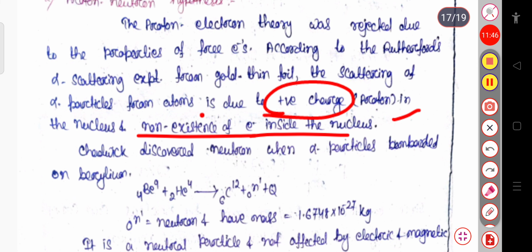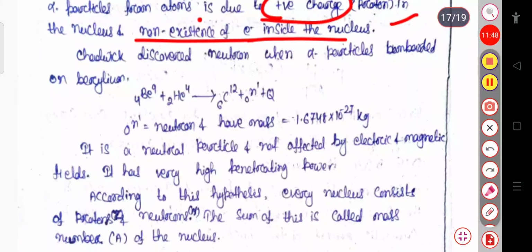Now Chadwick comes, and he discovered the neutron when alpha particles were bombarded on beryllium. So you can see this is 4Be9 with 2He4, this is your alpha particle. This will be equal to 6C12 plus 0N1, this is your neutron, plus some amount of energy, suppose Q.